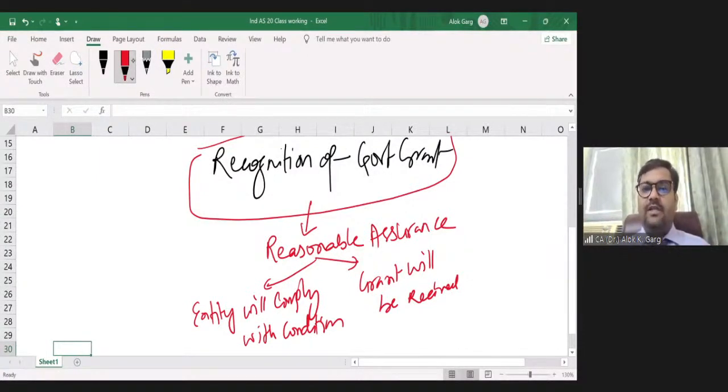Shraddha, Tejal, what to do? Fernandez, what to do?